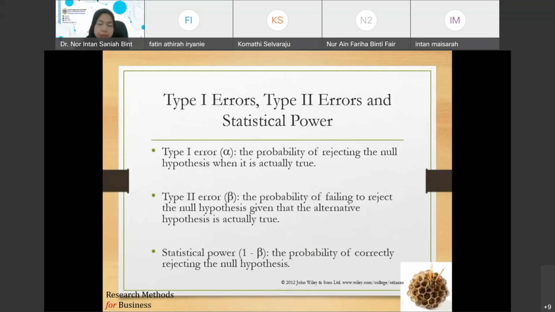So there are two types of error, and the last one is statistical power, 1 minus beta, which means the probability of correctly rejecting the null hypothesis. We have the null and the alternative, and we reject or do not reject them. So this is the function of hypothesis. We want to see the relationship.